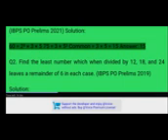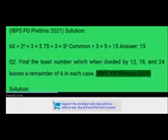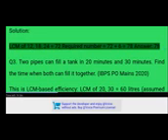Q2. Find the least number which when divided by 12, 18, and 24 leaves a remainder of 6 in each case. IBPS PO prelims 2019. Solution: LCM of 12, 18, 24 equals 72. Required number equals 72 plus 6 equals 78. Answer, 78.